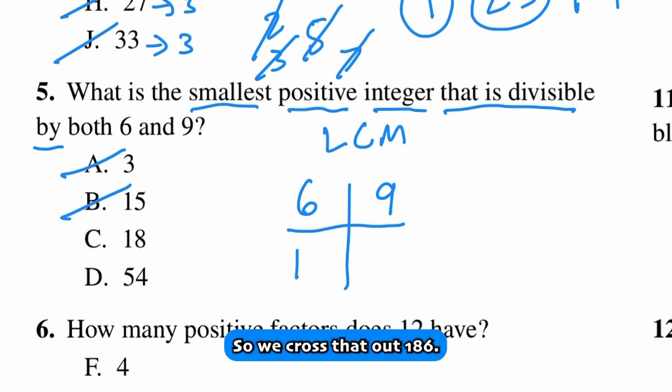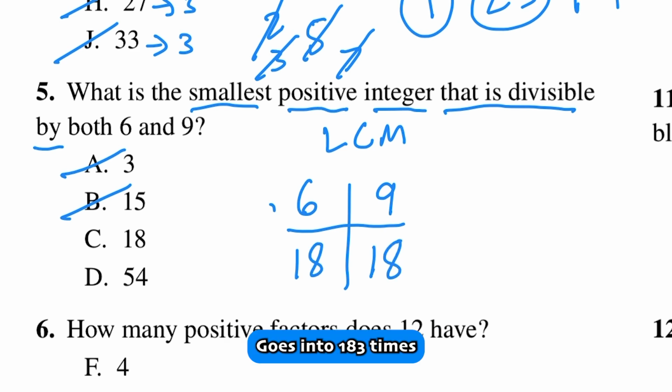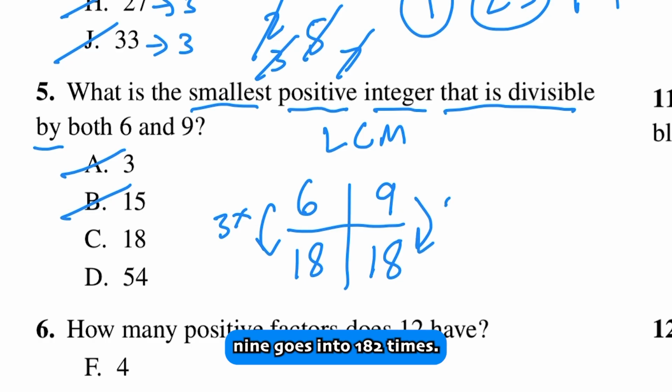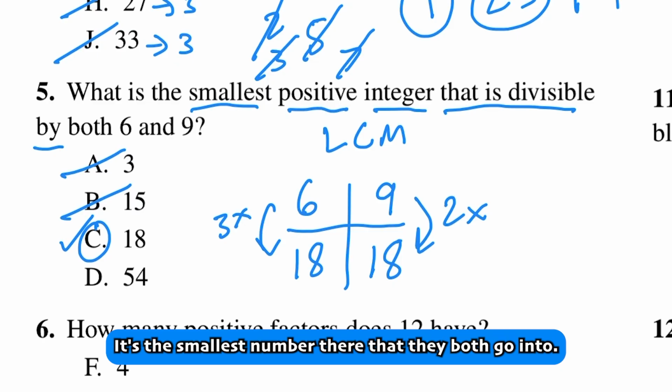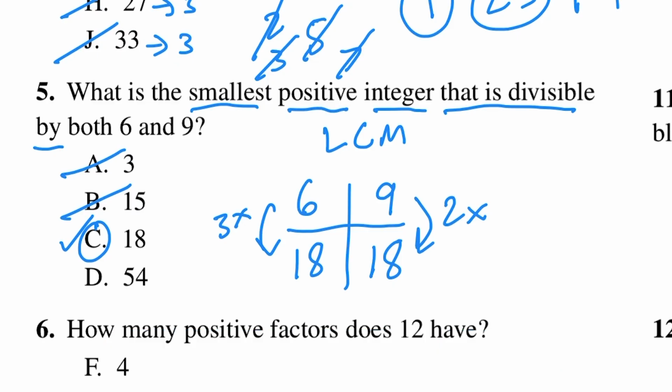18. 6 goes into 18 3 times. 9 goes into 18 2 times. That's our answer. It's the smallest number there that they both go into.